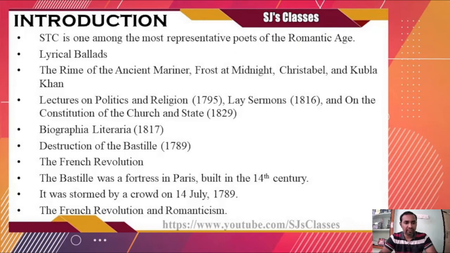Romantic literature reflects in innumerable ways the radical social and political upheavals of its age, especially with respect to the French Revolution. This poem by Coleridge is one such reflection. Although the poem was composed following the Bastille's destruction, it was not published until 1834.